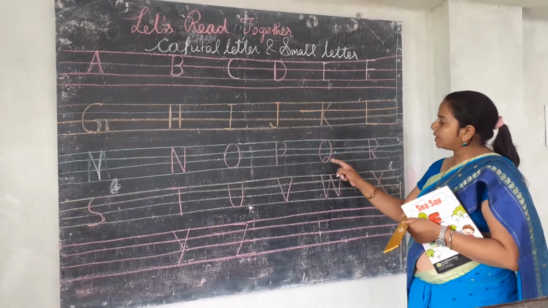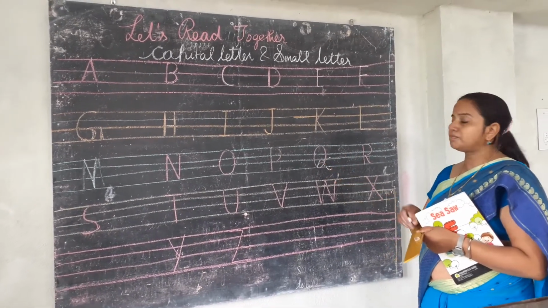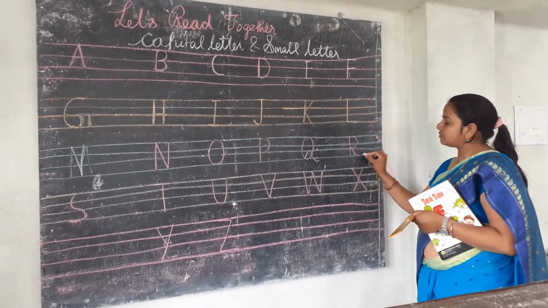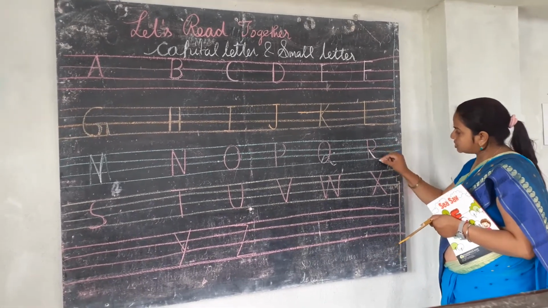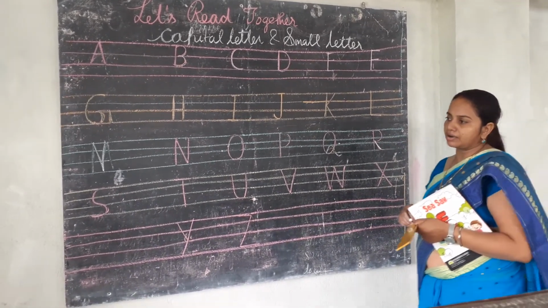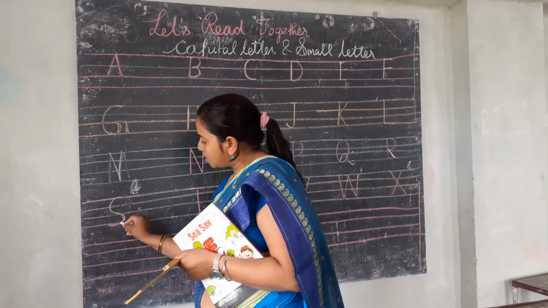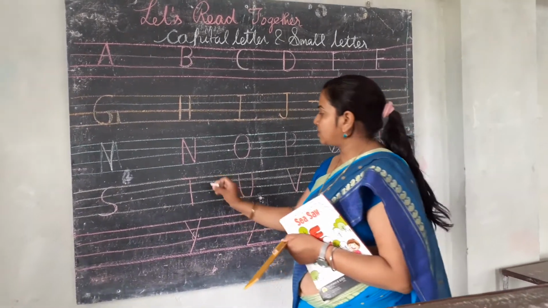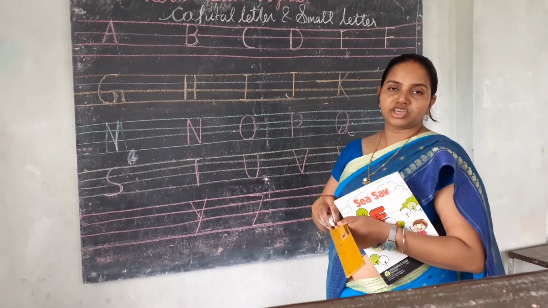And then we have a big O and just pull a tail from within, that will be your Q. And then we have a straight line and then a curve, and then we'll just bring it down in the form of a straight line. You can just curve it and make your R. And then we have a semicircle like that, just turn your pencil in this manner, it will make your S. And then we have 1 horizontal line and 1 standing line, that will make your T.